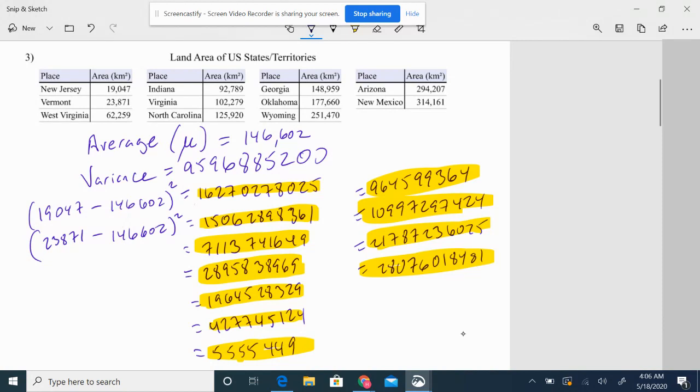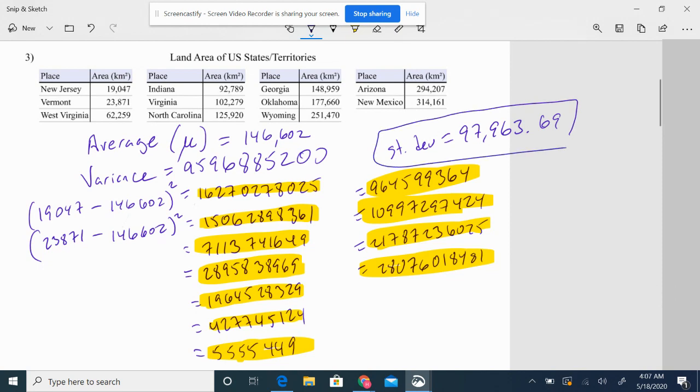Now get the square root of that. Run it to two decimal places. I'm going to write 97,963.69. When you type it, you just have to type in the number. So 97,963.69.